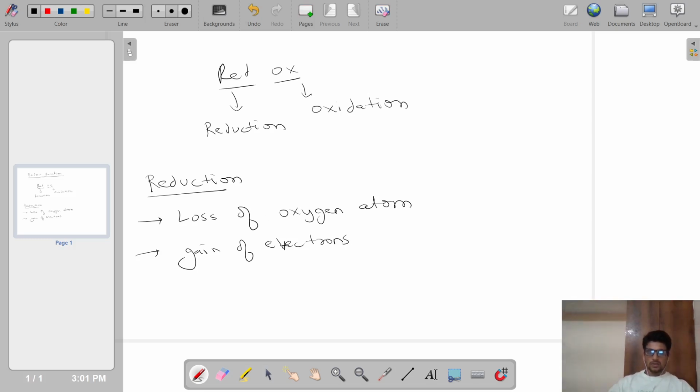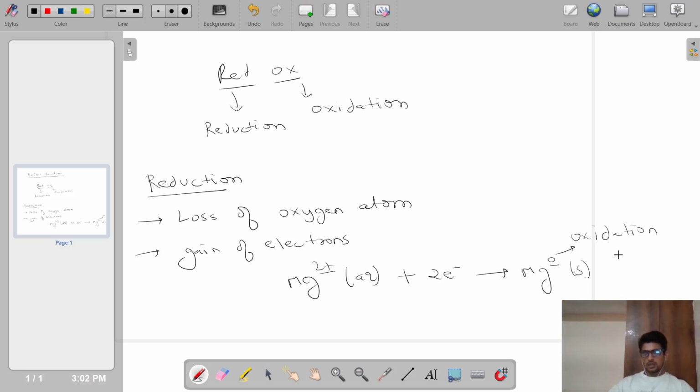So let's try to understand it with an example. Let's take magnesium dipositive, which is in a solution, so you write aqueous. It takes two electrons and forms magnesium zero, solid. So this +2 and 0 are its oxidation states. You can clearly see that it is going from +2 oxidation state to 0. So positive charge is reducing, which means electrons are incoming. So when electrons are received by the species, reduction happens.